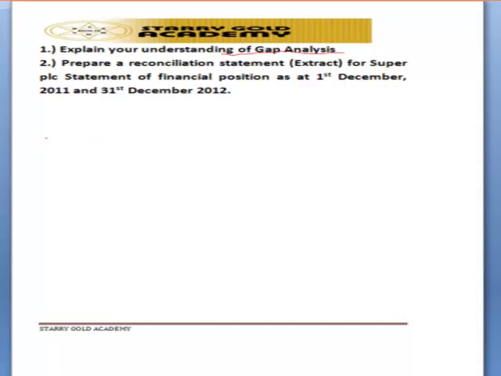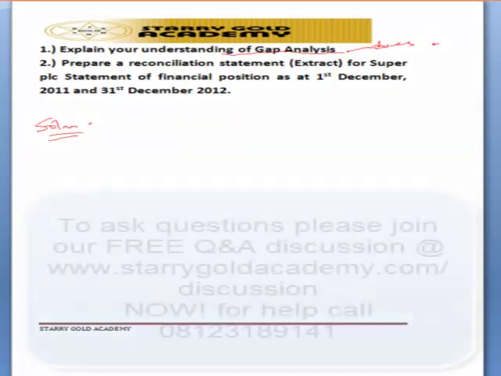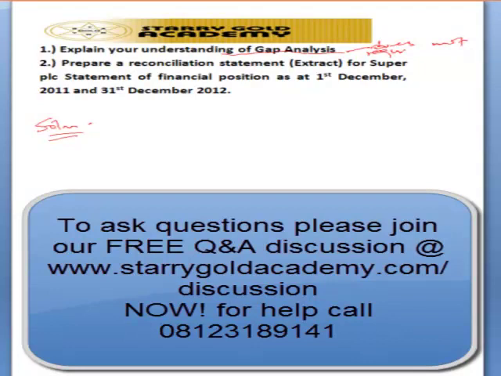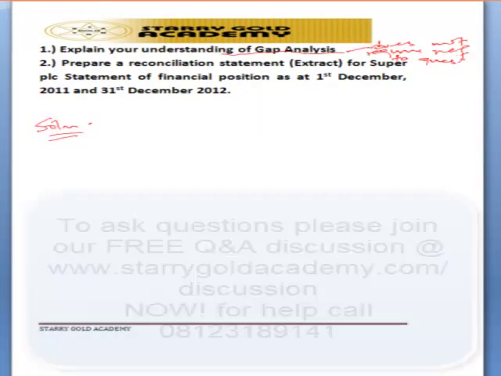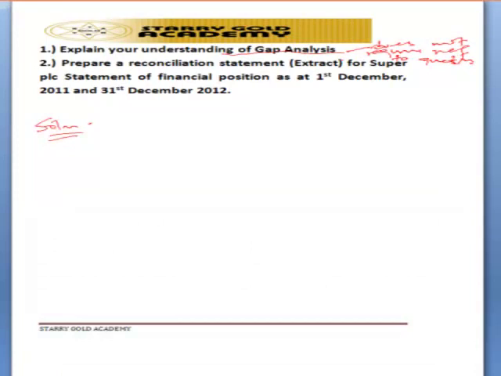Now number one, if you want to provide your solution without looking at your comprehensive set of accounts, you will see that this one does not require reference to the question before you answer it. It is a theoretical question that you can answer. Now let's just answer this one straight away without looking at the question. Now, what do we mean by gap analysis?